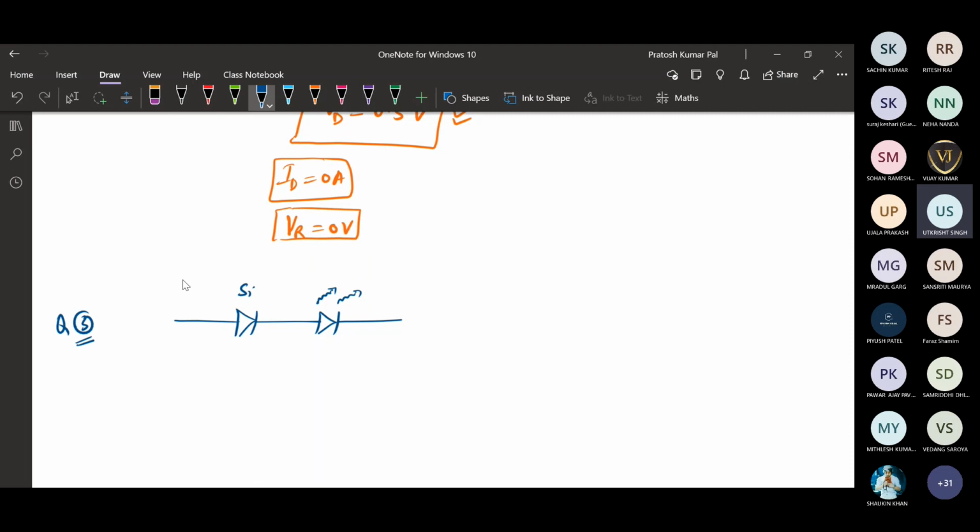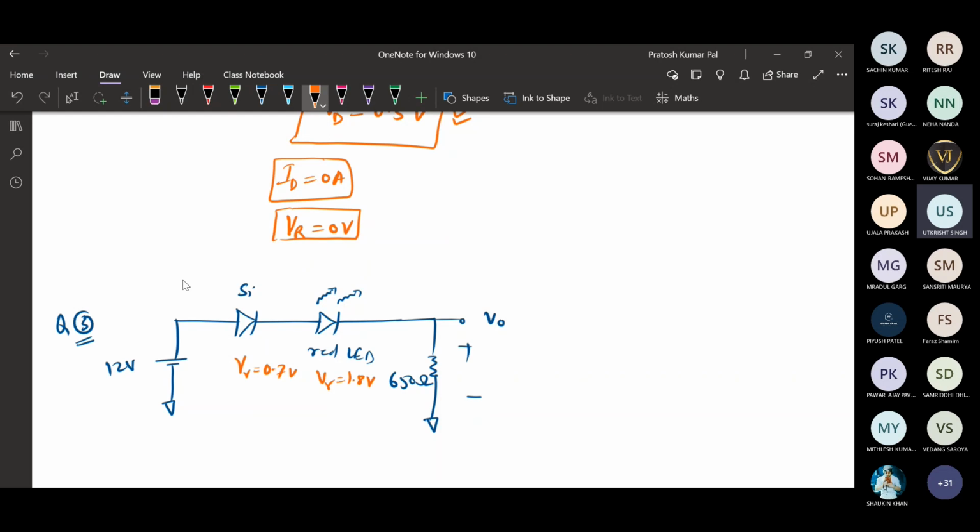This is the symbol of an LED. It is a red LED. This is your output voltage, positive and negative, and this resistance value is 650 ohm. Here the knee voltage in the case of silicon is 0.7 volt, and the knee voltage in the case of a red LED is 1.8 volt.